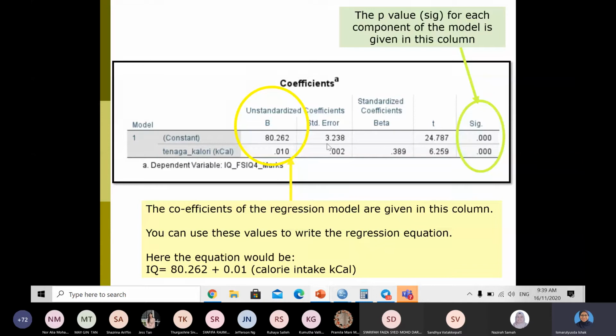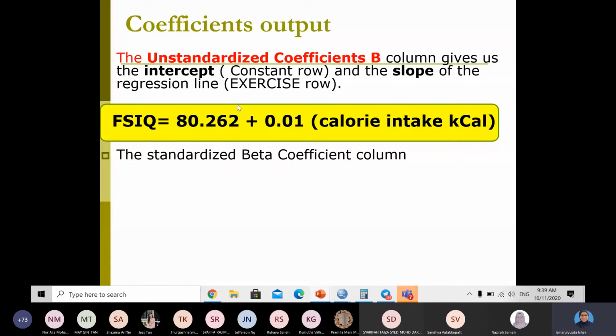From the unstandardized B, you write your equation. So IQ equals 80.262 plus 0.01 times your calorie intake. Okay, so this is your equation. All right, so from here, okay.